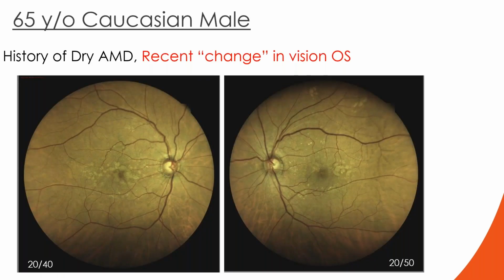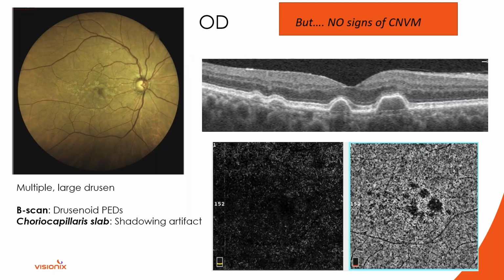So here's a 65-year-old Caucasian male, and I'll just talk you through, like we would do with diabetes, what we'd be looking for. He has a history of dry AMD with a recent change in vision in the left eye. And I'm not going to spend a ton of time on this, but you can certainly see that this patient has a ton of medium to large soft drusen. Definitely in the category of intermediate AMD, may even have more advanced disease. 20/40 on the right, 20/50 in the left.